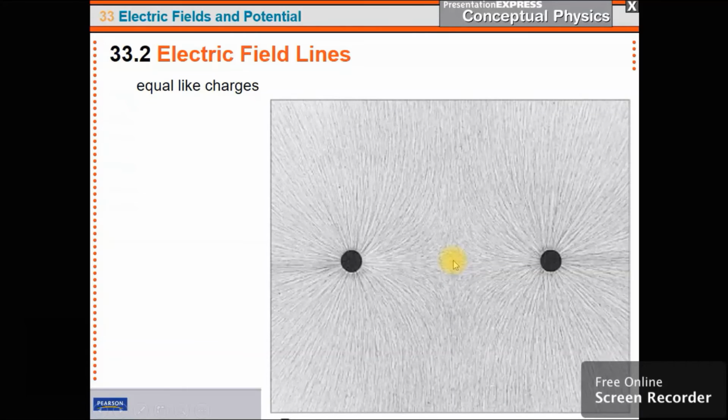And please note, if you had a positive test charge right there, smack dab in the middle between the two, at exactly the right point, it would stay still. Now, if you just nudged it the tiniest bit, it will move away from there. So, it's like balancing a ball on the top of a knife. It's hard to balance, but it is theoretically possible. But don't try it in the real world.